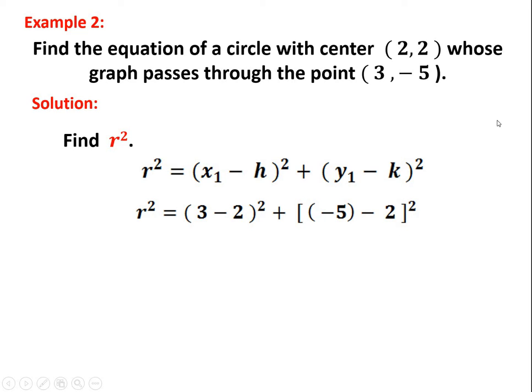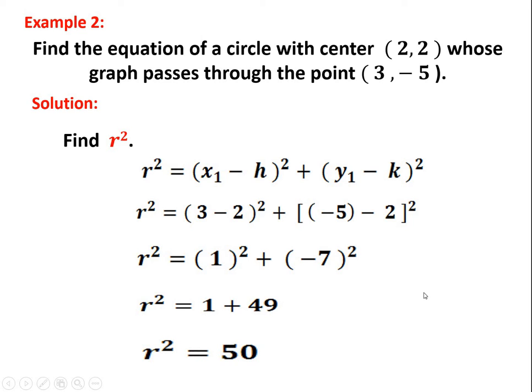Okay, so using the first pair, the point's ordered pair, x sub 1 is 3, y sub 1 is -5. The value of h is at the center, 2, and also 2 for k. To simplify, we have 3 minus 2 is 1, -5 minus 2 is -7. Then squaring 1 is 1, squaring -7 is 49, and r squared is 50.